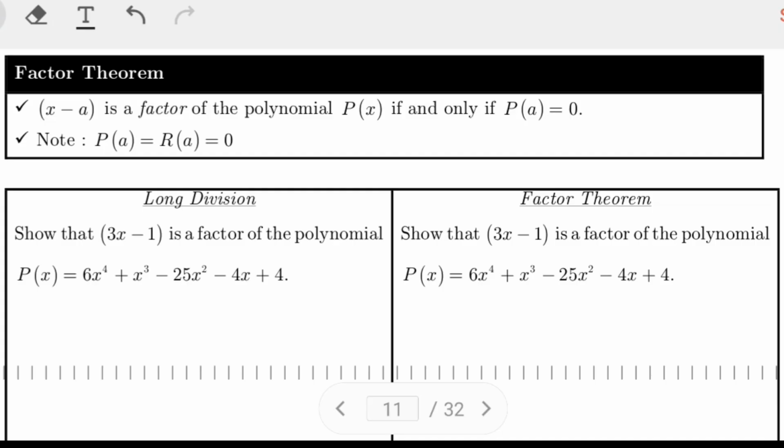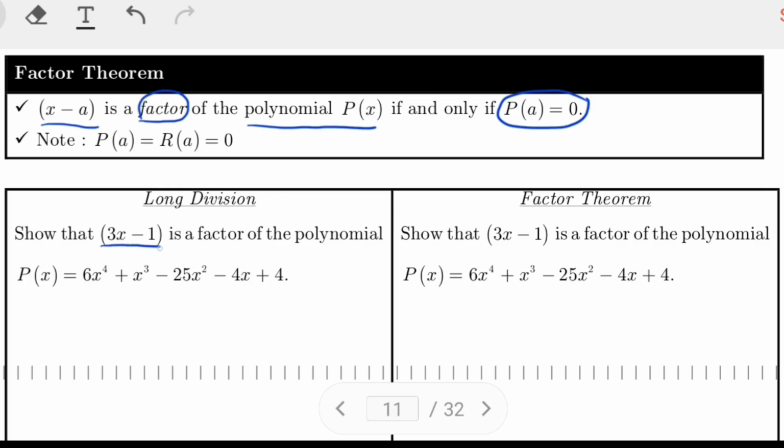In page 10, we're going to learn another theorem which is called factor theorem. So x minus a is a factor of the polynomial P(x) if and only if P(a) equals 0. Meaning, if we substitute a into the polynomial, we will get a 0 remainder.